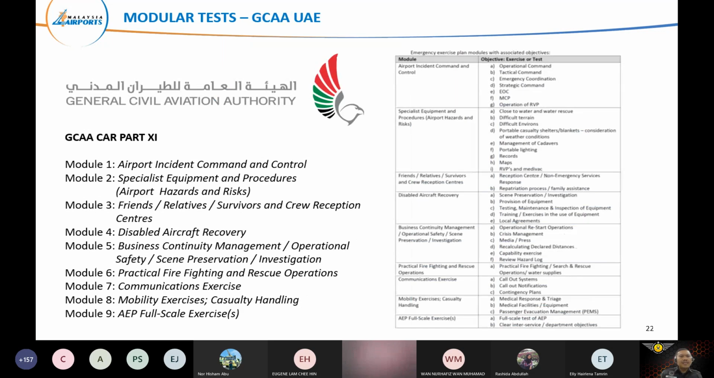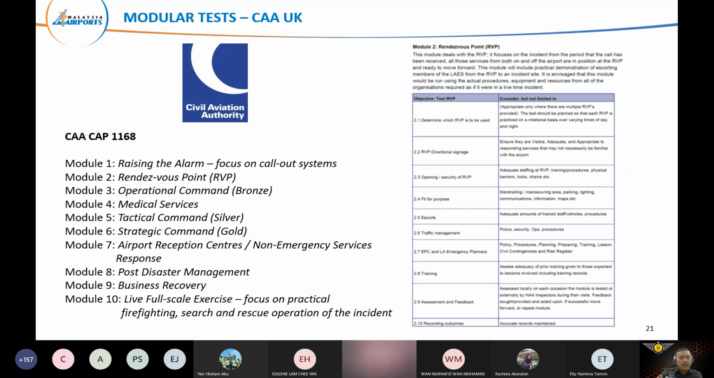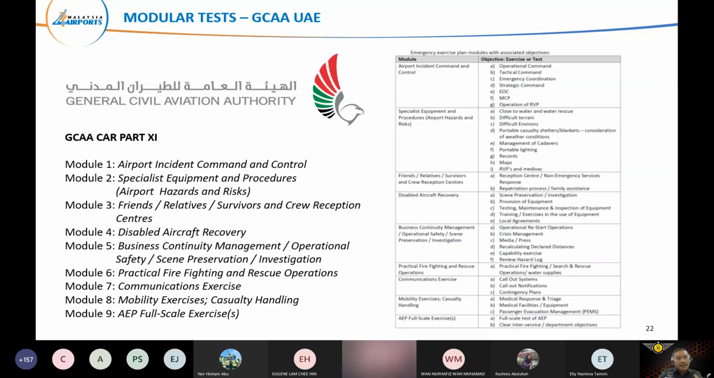Another example is from the United Arab Emirates by the General Civil Aviation Authority. They use 9 modules instead of 10 like the UK. They have 9 modules, and the last module is a full-scale exercise. So they have specific modules to be conducted within the 3 years, like mentioned in ICAO Annex 14. But we did not use this option in Malaysia.